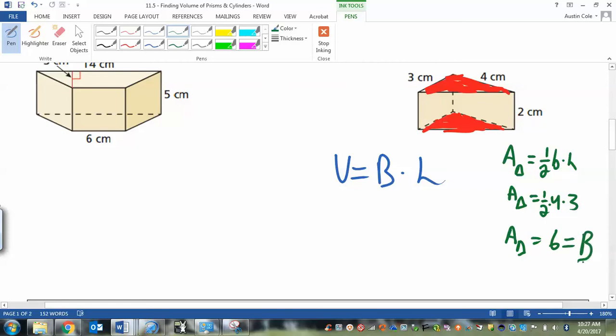So I can take big B out of the equation here, substitute in a 6. What's my height? How tall is that? 2, right? So I can take H out, plug in 2. So what's my volume here? 12. Okay? Units, what do you think our units are? Centimeters.